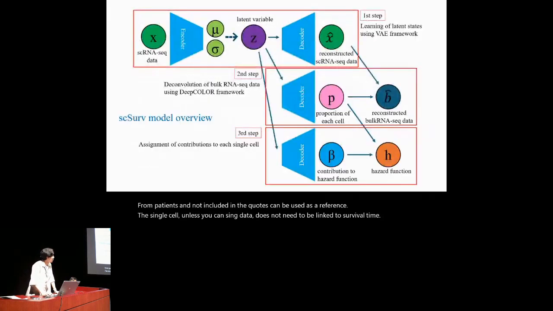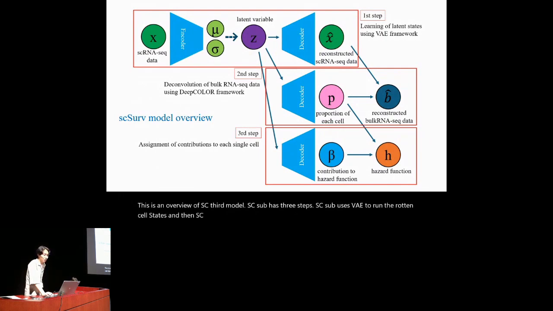This is an overview of the SC-Sub model. SC-Sub has 3 steps. SC-Sub uses a VAE to learn the latent cell states. And then SC-Sub learns the proportion of each cell in each bulk and its contribution to the hazard based on the latent states.